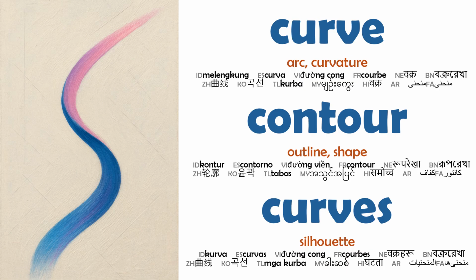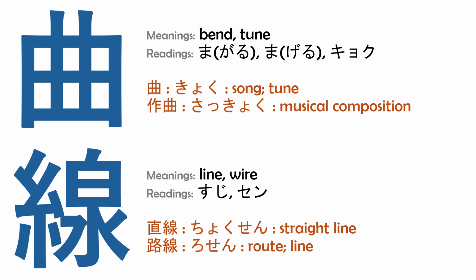まっすぐではない、滑らかに曲がった線や、その外側の形を指すよ。人の体の柔らかな形のことも言えるよ。The first kanji means bend or tune. You can hear it in kyoku, which is a song or tune. It also appears in sakkyoku, the act of composing music. Think of bending and making a melody.